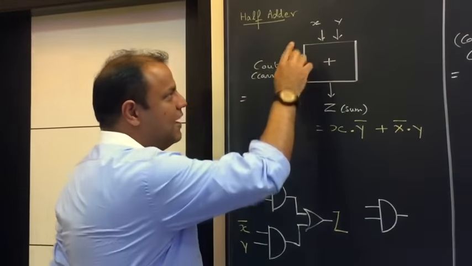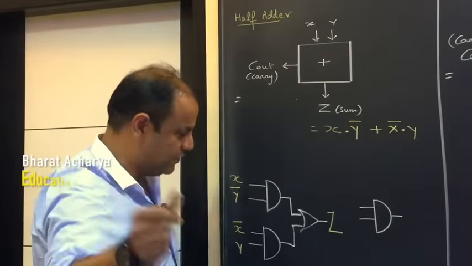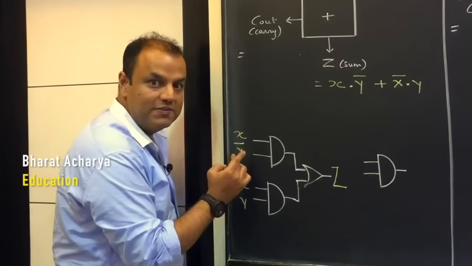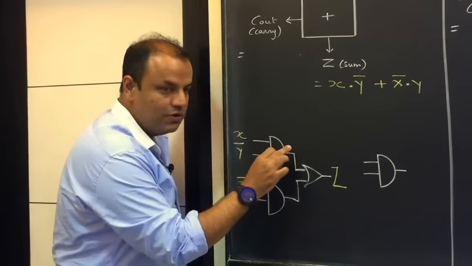Are you getting a grip? X is 1, Y is 0. X is 1, so this is a 1. Y is 0, and 0 means inverted, so it becomes 1. 1 and 1 will produce a 1.